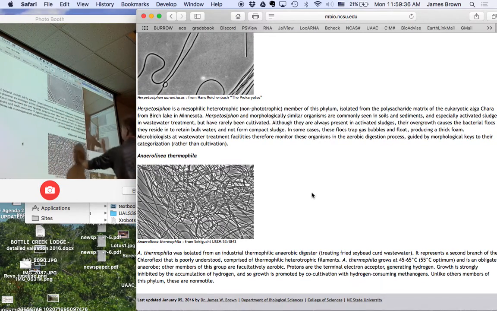Enterolinea is an interesting organism. It's a member of the same group, but it's a thermophile. And these organisms are found in bizarre environments. So Enterolinea thermophila was isolated from a thermophilic anaerobic digester treating soybean kernels. You wouldn't think of that being thermophilic, right? But there's so much organic material in this stuff that it heats up. And this stuff sits at 55 degrees in the wastewater treatment facility. It's an obligate anaerobe. And it uses protons as the electron acceptor, and the result is it generates hydrogen.